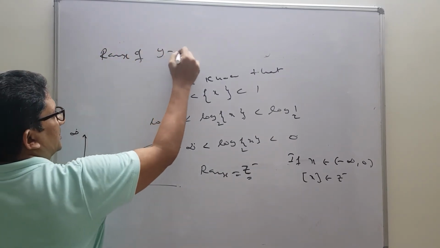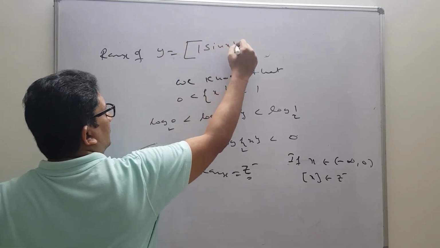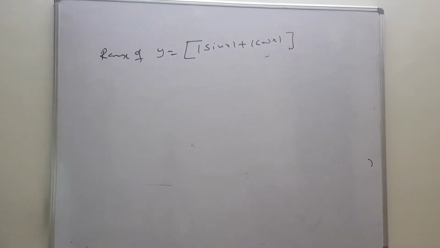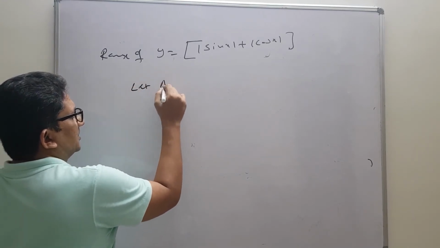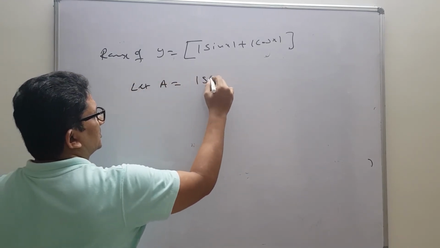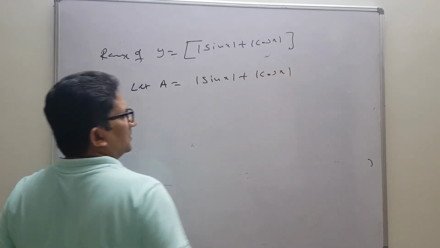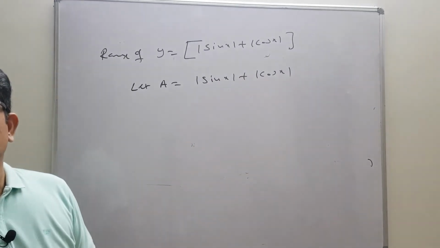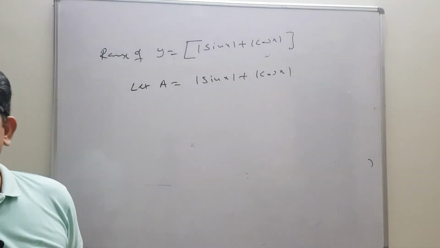Range of y equals box of modulus of sin x plus modulus of cos x. So first we need to take some function like this. Say let a equals modulus of sin x plus modulus of cos x. Have you taken it like this or not? What may be the range of mod sin x plus mod cos x?